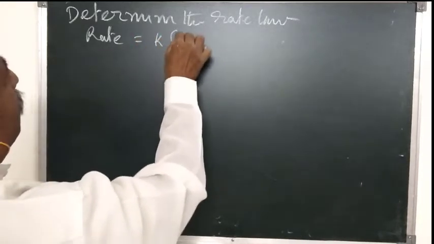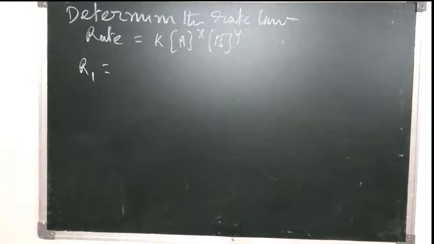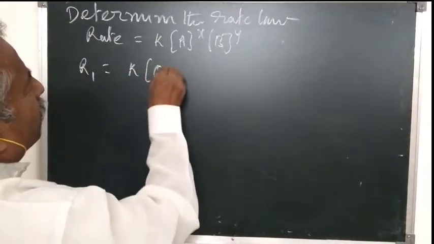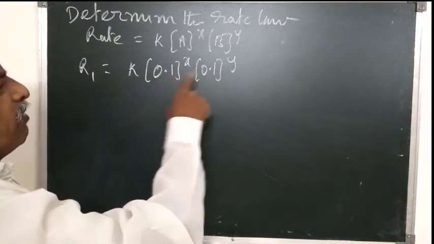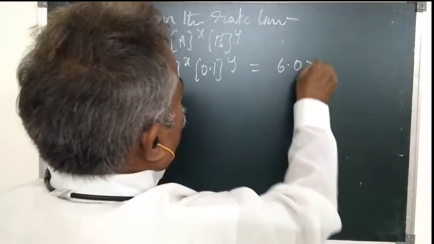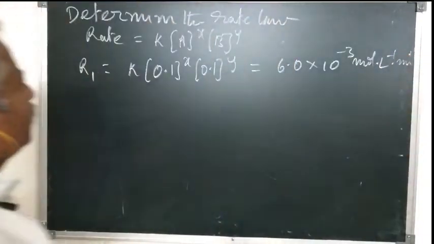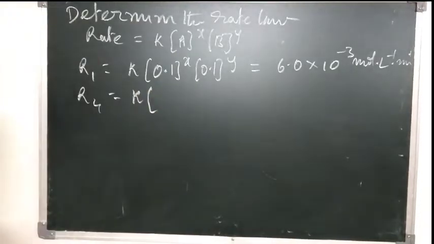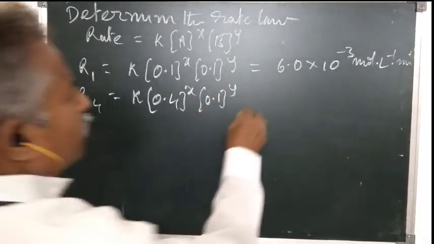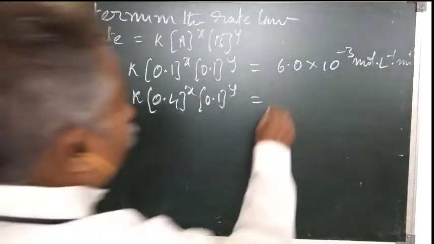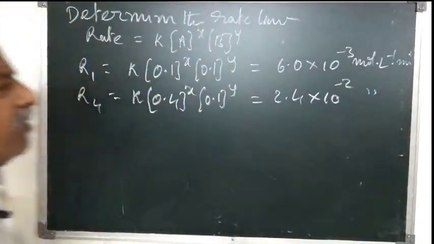Rate equals k into [A] to the power x into [B] to the power y. Now from experiment number 1, R1 equals k into 0.1 to the power x into 0.1 to the power y. That is, in the first experiment, concentration of A is 0.1, concentration of B is 0.1, and it is equal to 6.0 into 10 to the power minus 3 mole per liter per minute. Now R4 equals k into 0.4 to the power x into 0.1 to the power y, that is concentration of A and concentration of B, is equal to 2.4 into 10 to the power minus 2 mole per liter per minute.